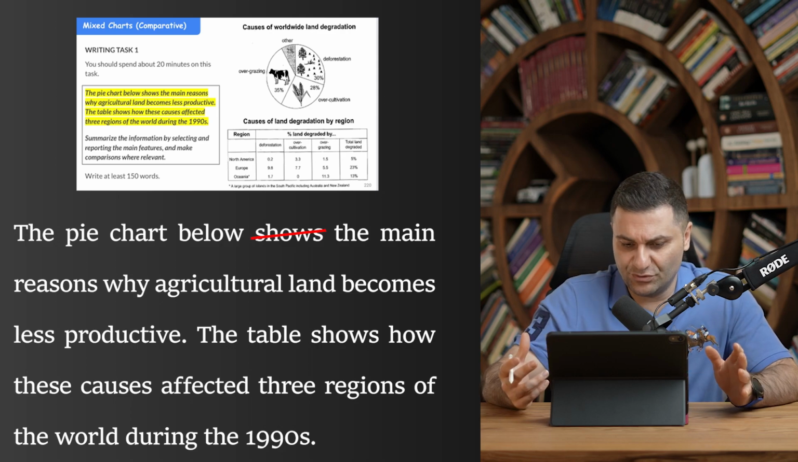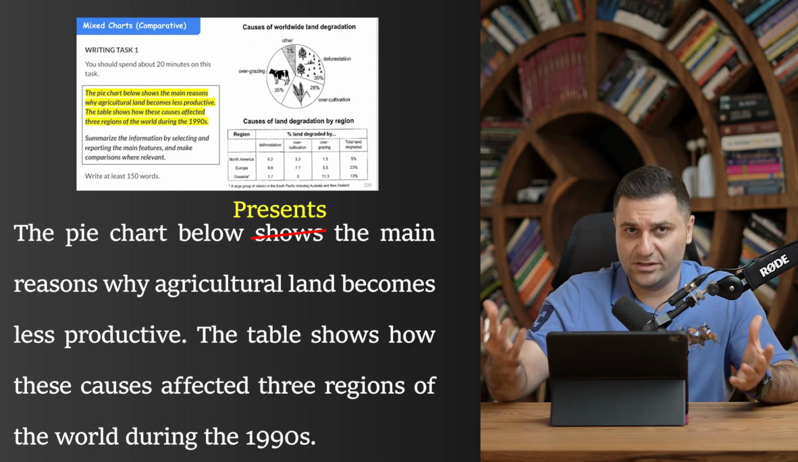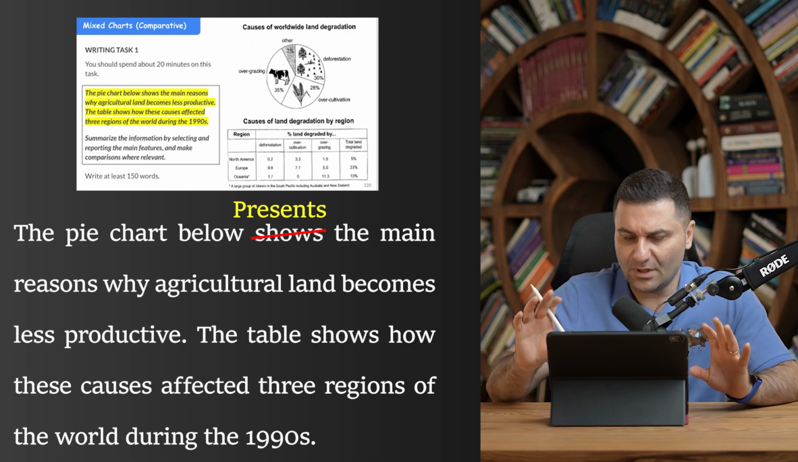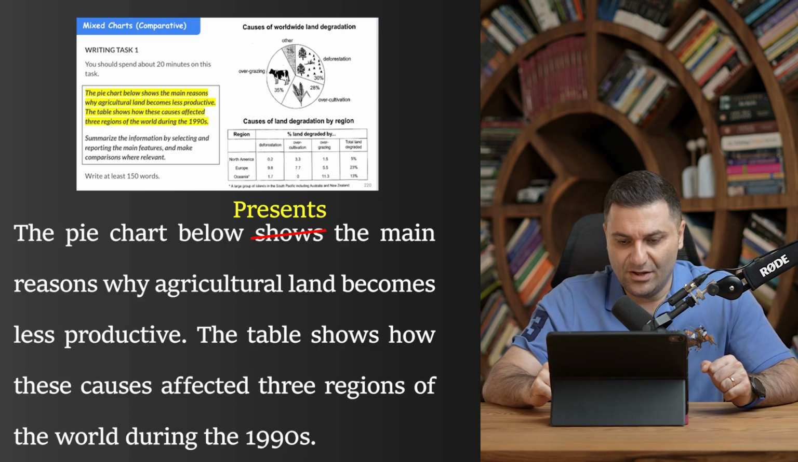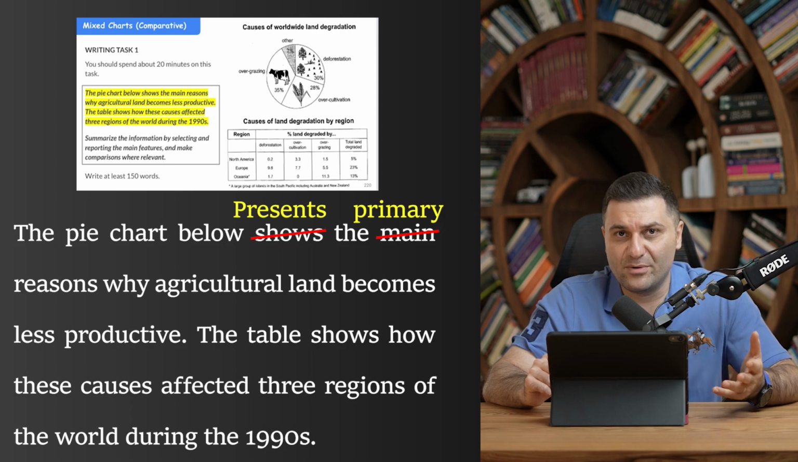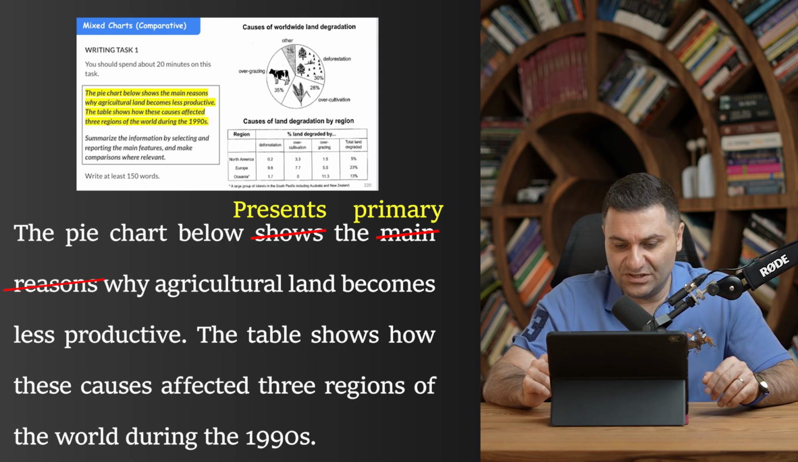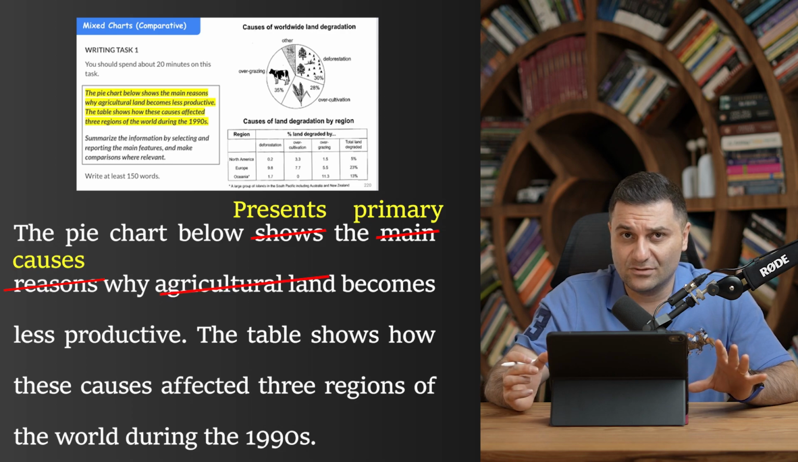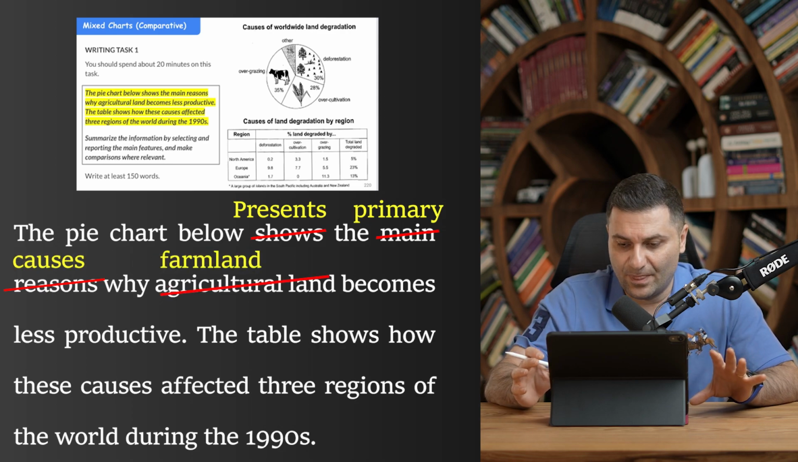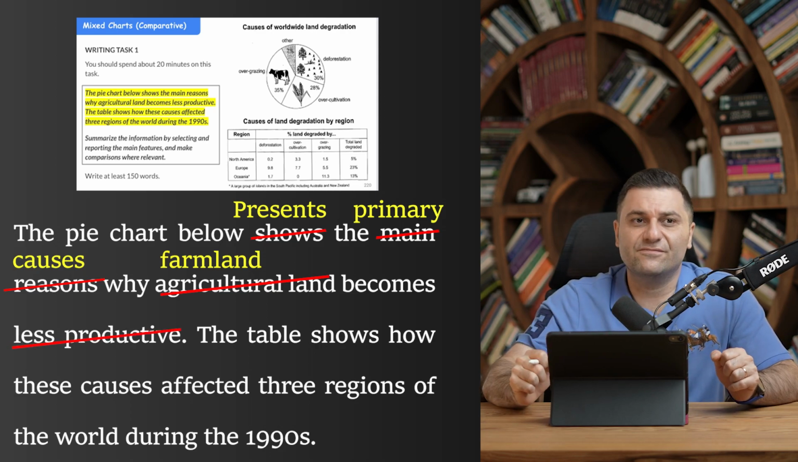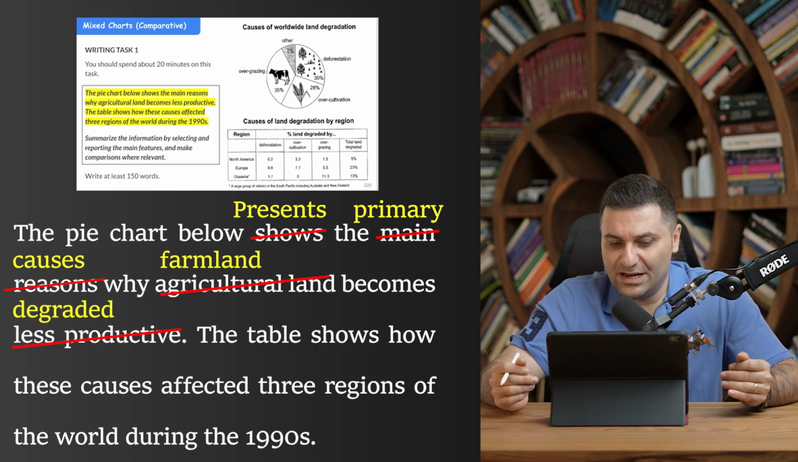The pie chart below shows. So instead of shows, we can write, for example, presents or illustrates or displays. Any of these words can be great. So shows, presents. Instead of main, you can write primary. Reasons, instead of reasons, you can write causes, right? Why agricultural land? So instead of agricultural land, we can write farmland. Becomes less productive. So instead of less productive, you can write the word degraded, all right?